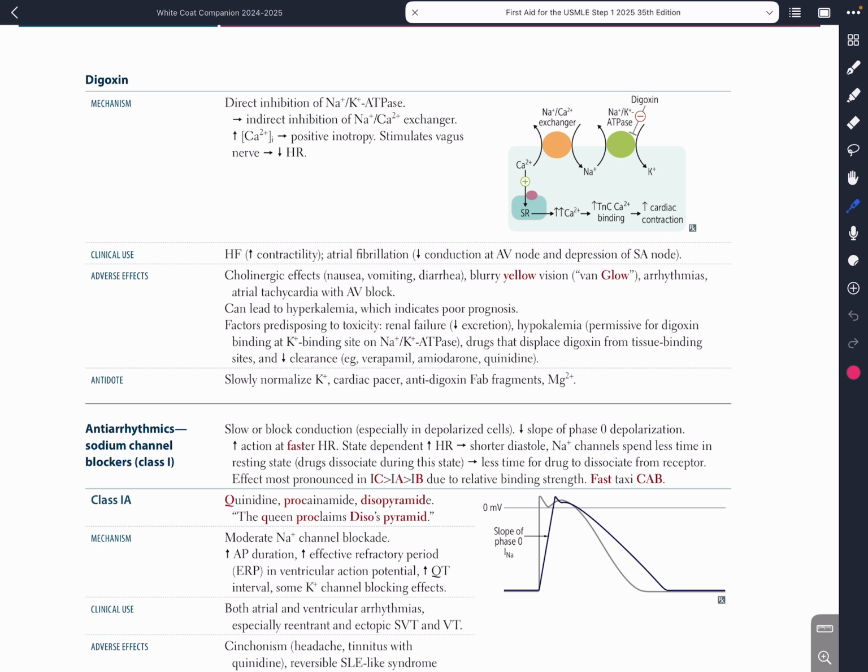depression of the SA node and decreased conduction at the AV node. This causes lowering of contractility, and lowering of contractility helps with atrial fibrillation. Remember, we need to treat atrial fibrillation because atrial fibrillation can lead to ventricular fibrillation, and ventricular fibrillation is death.